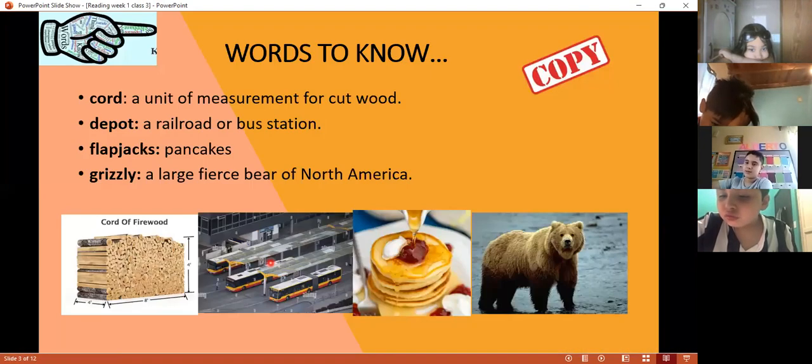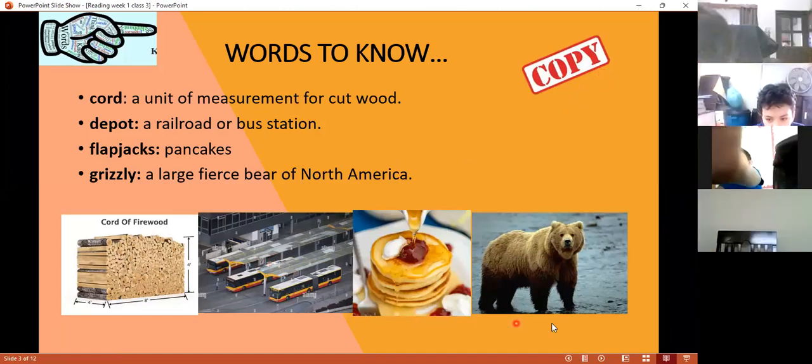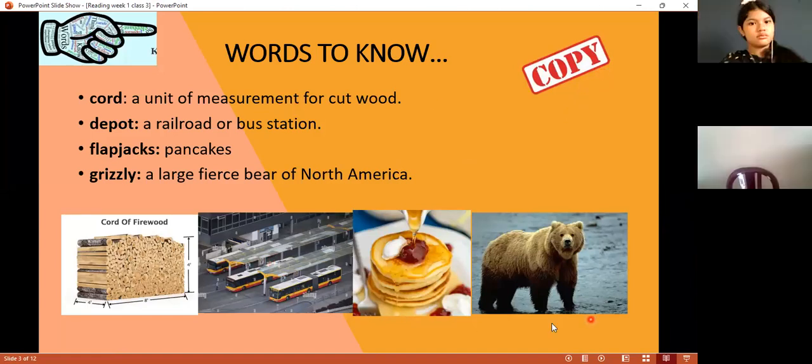Now let's have the meaning, the definition. We're going to copy this, class, in the notebook. Flapjacks, the definition: pancakes. Okay, what is a cord? Rebecca, help me read what a cord is. Here we have the definition: a unit of measurement for cut wood. Look at this, it says a cord of firewood. So a cord is all this wood that you see here.